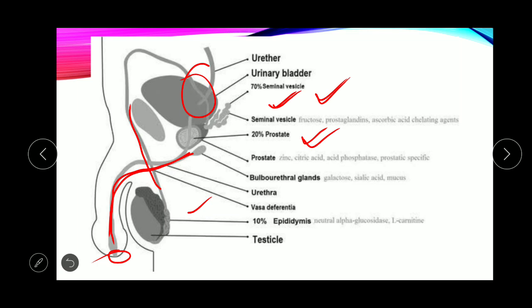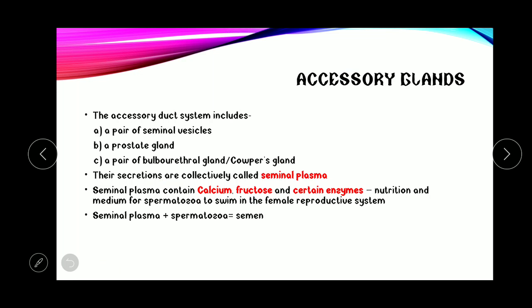So you can see here the accessory glands. The seminal vesicle secretes fructose, prostaglandin, ascorbic acid, chelating agents, etc. The prostate gland secretes zinc, citric acid, acid phosphatase, prostate specific substances. Then the bulbourethral gland secretes galactose, sialic acid, and mucus. The epididymis contains mainly sperms. So the accessory duct system includes a pair of seminal vesicles, a prostate gland, and a pair of bulbourethral glands, also called Cowper's glands.